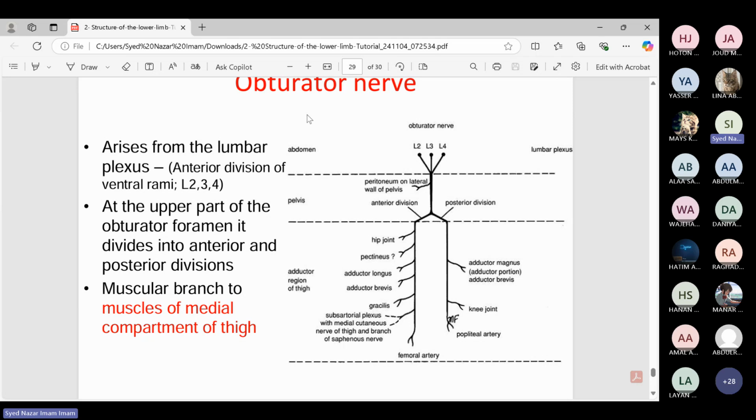So all the anterior muscles are supplied by the femoral nerve, and all the medial muscles are supplied by the obturator nerve.